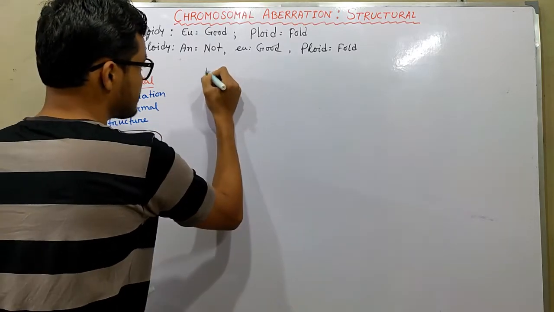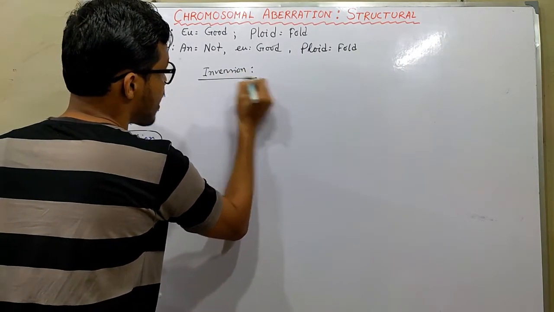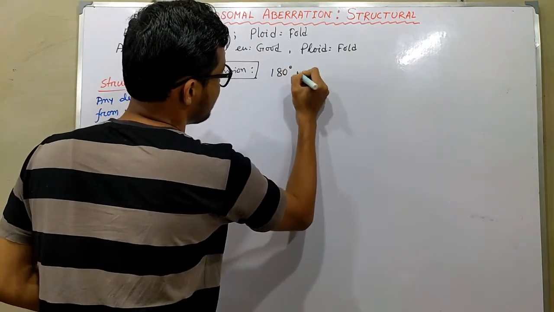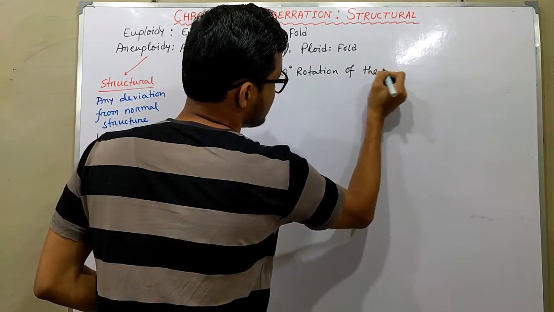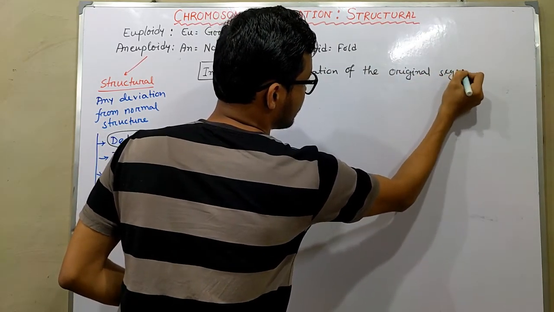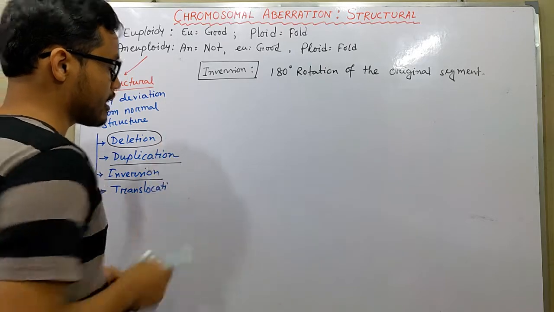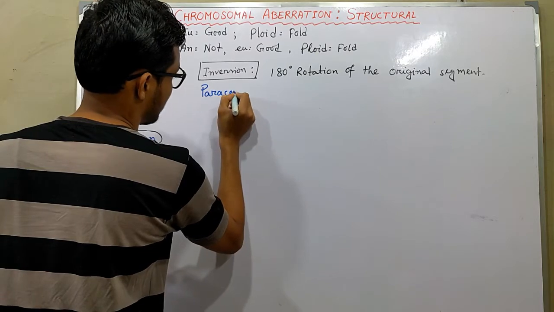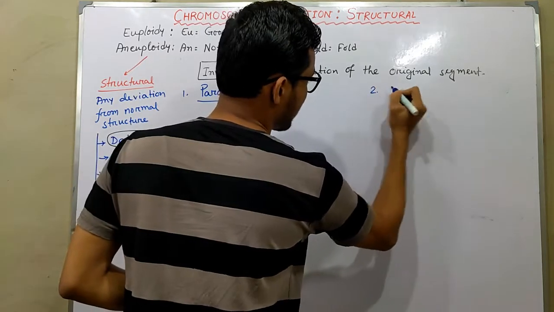Okay. So in case of inversion, inversion stands for 180-degree rotation of the original segment. Inversion is classified into two categories. One is paracentric. Next, number two, is pericentric.